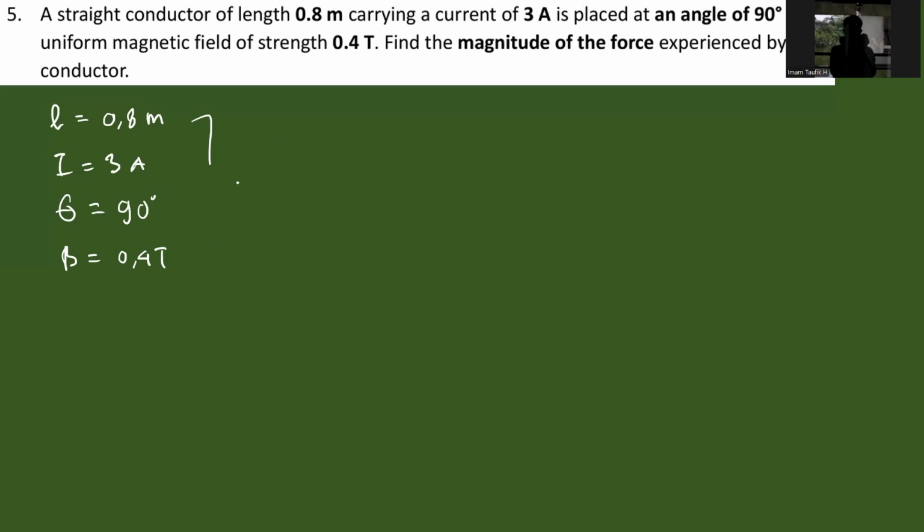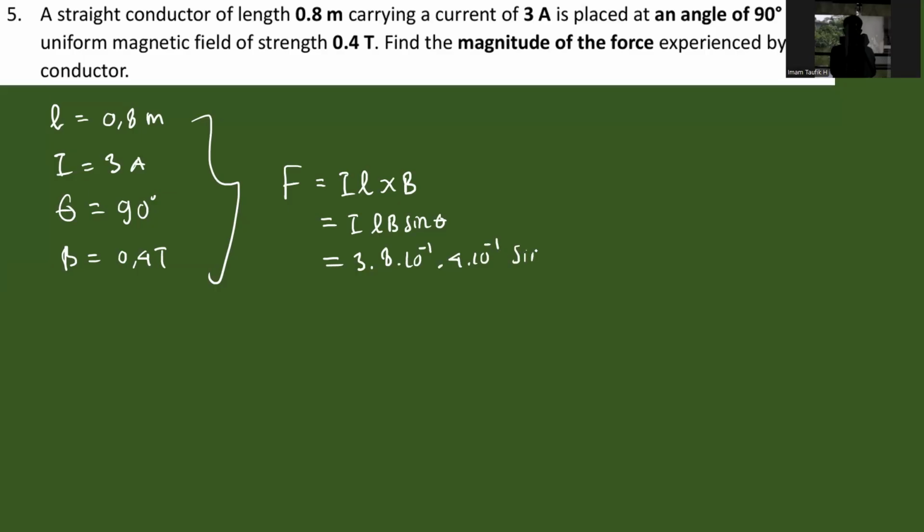It's simple, as I have said before, that F is equal to I L cross B, a cross product. So we have I L B sine theta. I is 3 ampere, L is 8 times 10 to the power minus 1, B is 4 times 10 to the power minus 1. Then sine theta is sine 90 degrees.